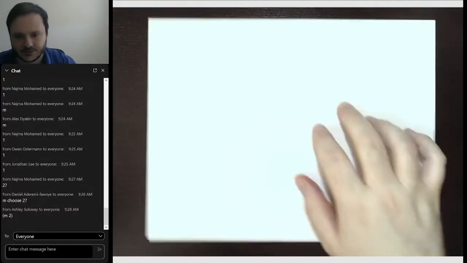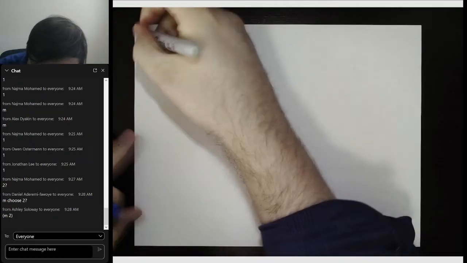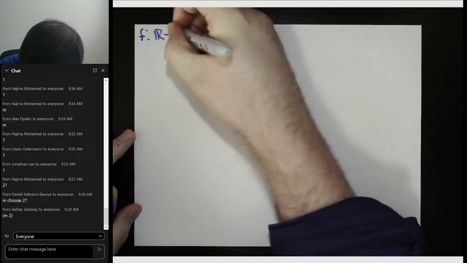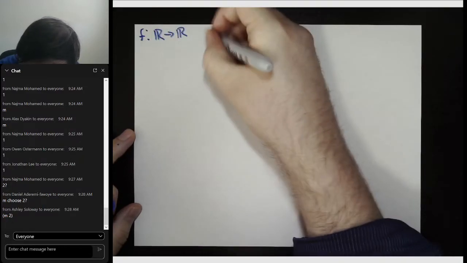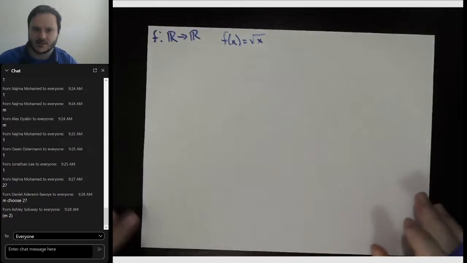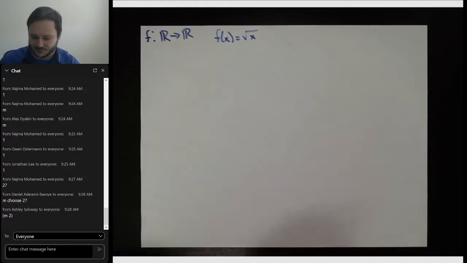So, something a little bit more familiar. F goes from the real numbers to the real numbers. F of x is equal to the square root of x. Is this a function?